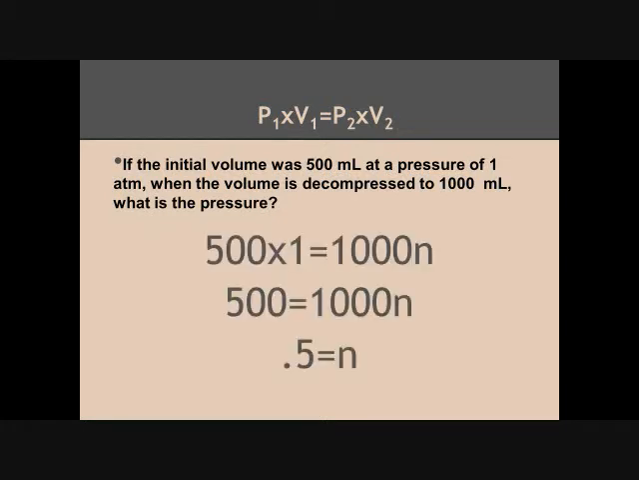So the first thing you do is substitute all of your variables for numbers that you can. So 500 milliliters times 1 equals 1000 milliliters times n. 500 milliliters times 1 is 500, and 1000 times n is just 1000n. So you end up dividing 500 by 1000 and just get 0.5 equals n.